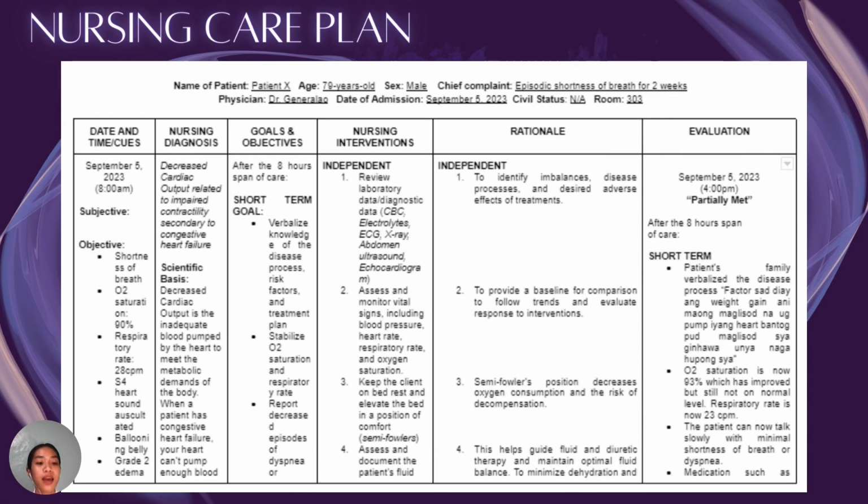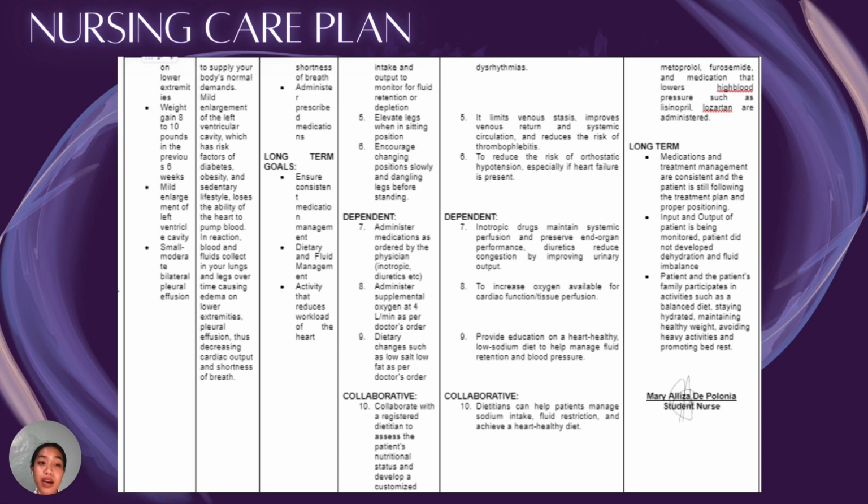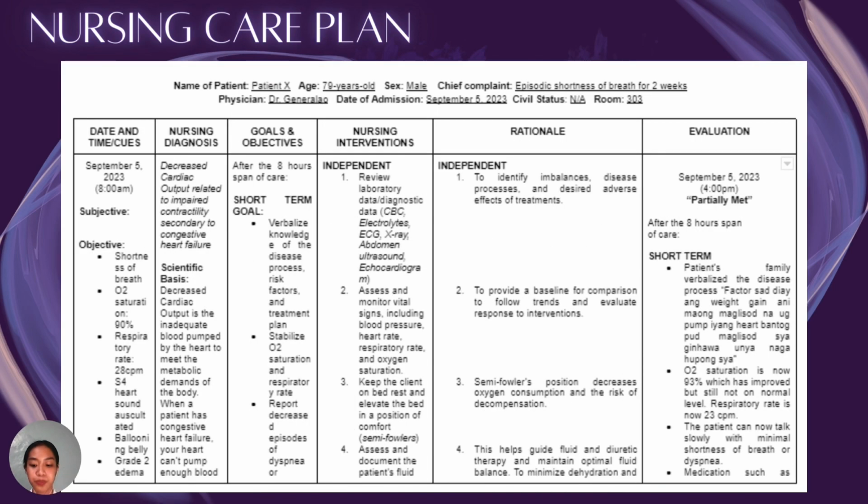auscultated, ballooning of the belly, grade 2 edema on the lower extremities, weight gain of 8 to 10 pounds in the previous 6 weeks, as indicated in the laboratory results of our patient, mild enlargement of the left ventricular cavity, and last but not least, small to moderate bilateral pleural effusion. So we're going to discuss that one by one later.